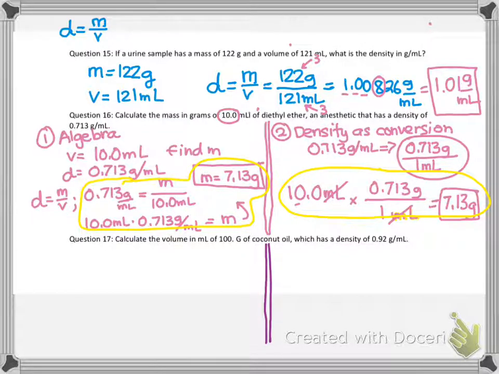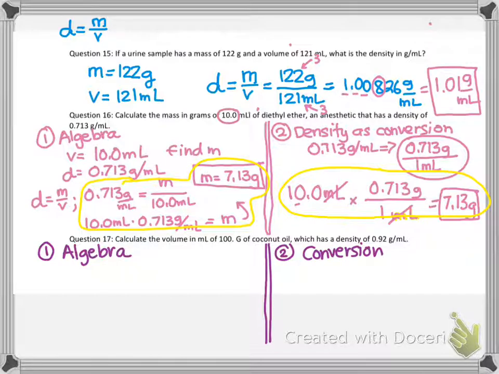So question 17. Let's try this one and see. And we're going to do it two ways again. That's why I drew my line. We're going to try with algebra, and we're going to do it with the conversion factor. And if you want to, you can pause it anytime and try on your own.